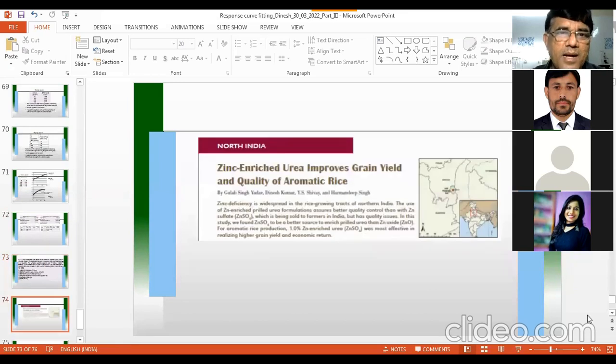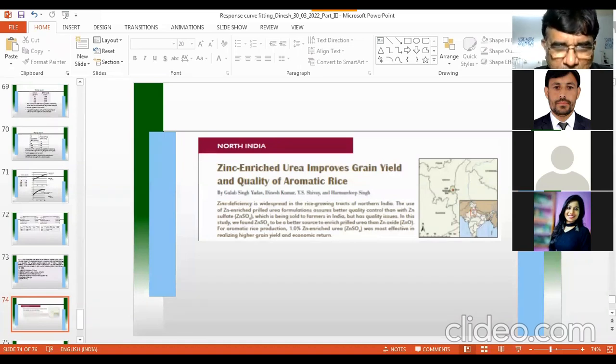Okay, this is the last slide I'm going to show you. Zinc enriched urea improves grain yield and quality of aromatic rice. In this, I want to tell you how to calculate the economics of fertilizer. Only one table will be enough. In other cases, you have seen the optimum dose of fertilizer. Here you can see maximum return per rupee invested. This is another dimension of calculating the economics of the fertilizer.